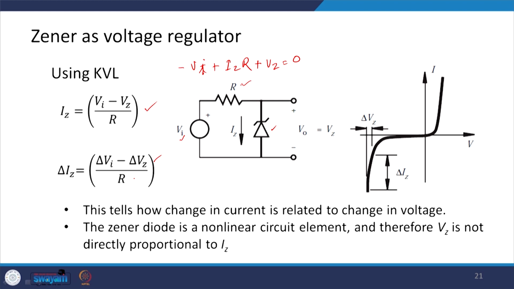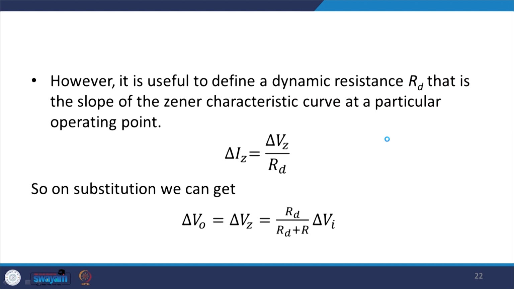To take care of that, what we do is define the dynamic resistance R d, and say this I z will be delta V z by R d. So, we define this dynamic resistance like this, and if I substitute back this equation in the previous one, this is what I get as the output.